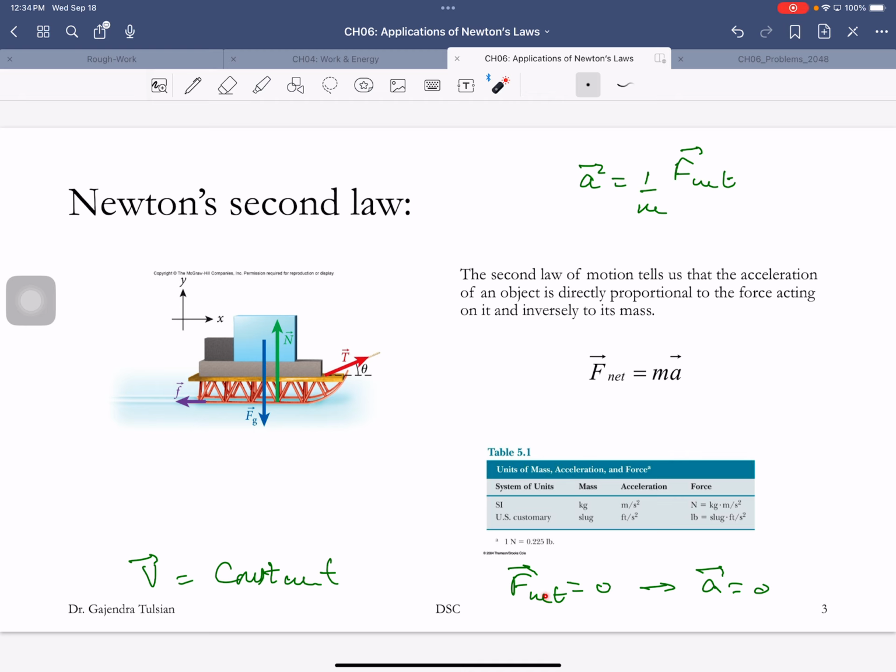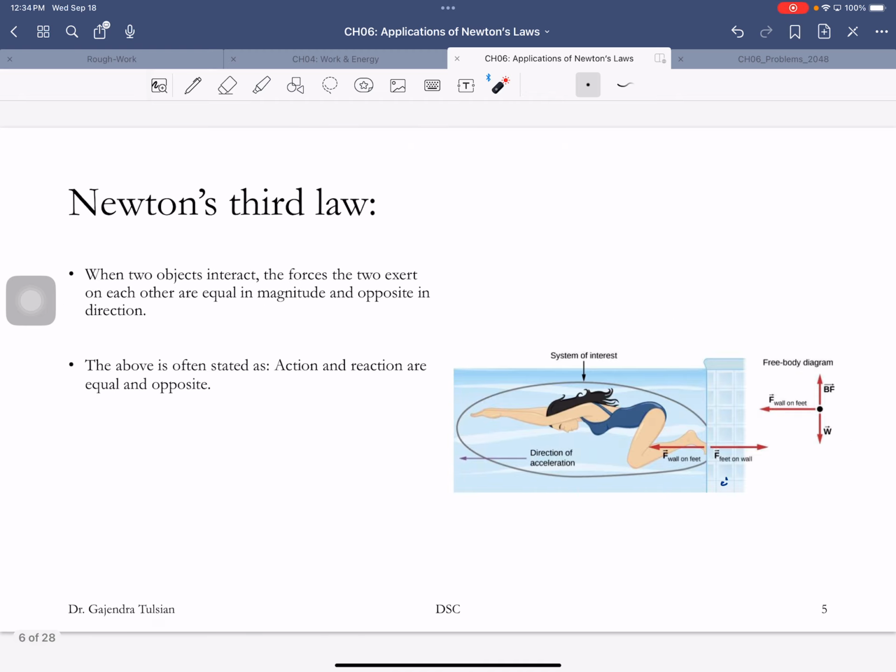There's Newton's first law. And Newton's third law says when 2 objects interact, they apply equal and opposite forces on each other. So if she's pushing on the wall with that force, the wall pushes back on her with an equal and opposite force. So in nature, essentially all forces come in pairs.